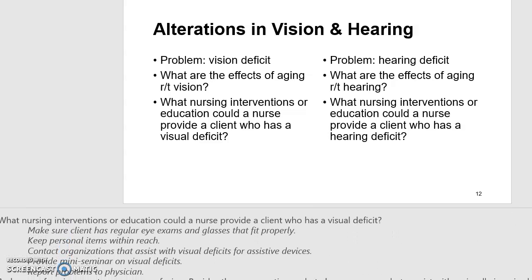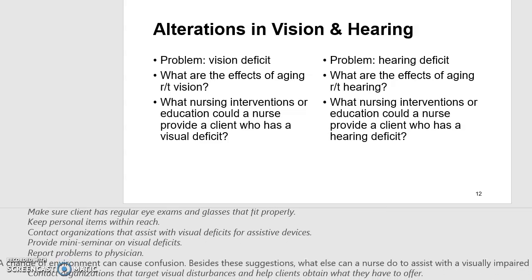So nursing interventions that could help a client would be assisting them with regular eye exams and glasses that fit properly. A lot of times when patients are of lower socioeconomic class, they forego that because it can be expensive. And so helping them find assistance to help pay for that can help. Keeping their personal items within reach. If they're in the hospital, with the call light, make sure they know where it is.